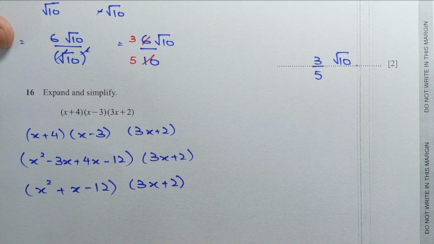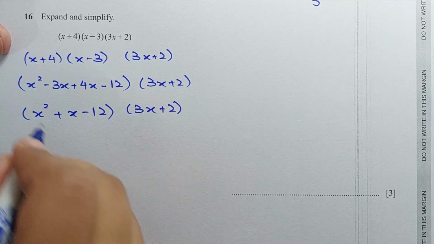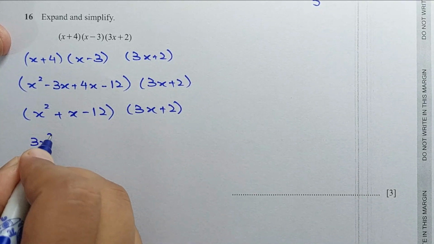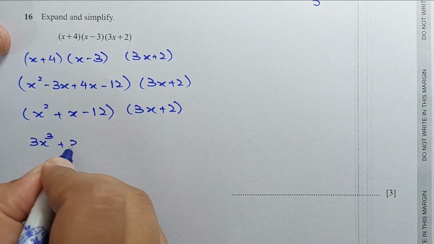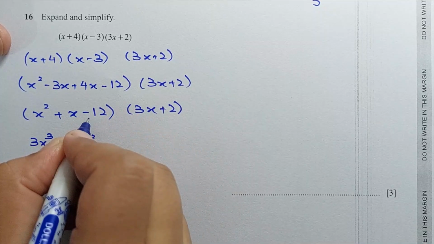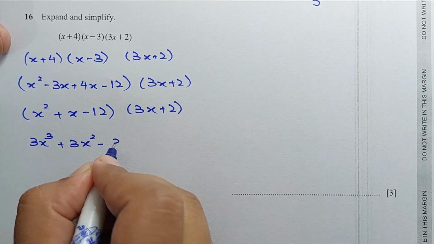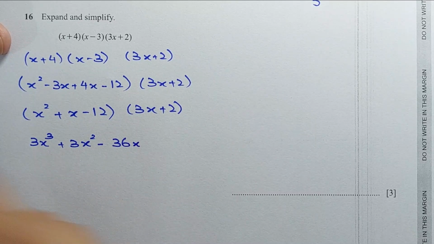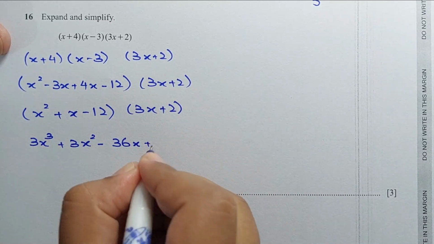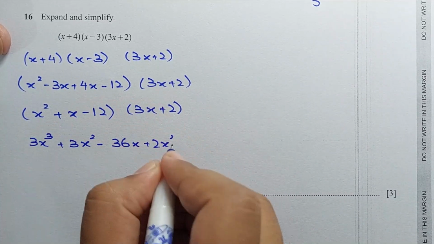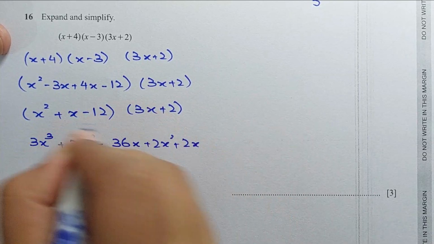So first you have to expand 3x, right? 3x with x squared, 3x cubed. 3x with x is 3x squared. 3x with minus 12 is minus 36x, right? Then 2, 2x squared, 2 with x, 2 with negative 12.